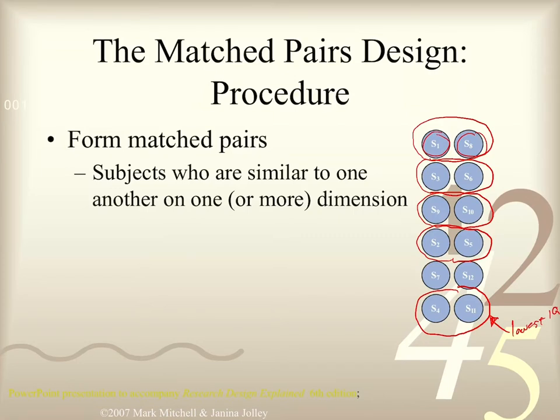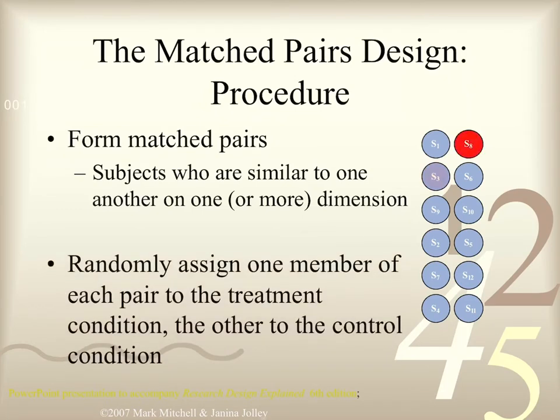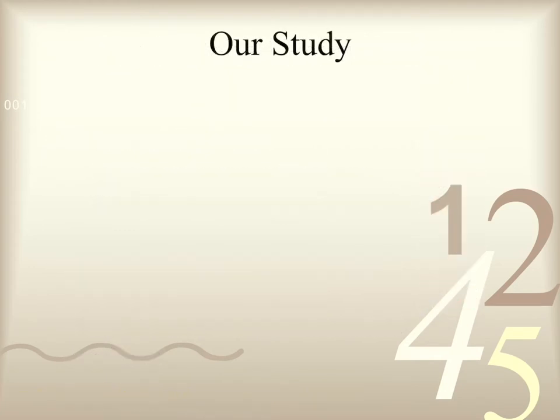Okay. So once we do this, what we then want to do is to randomly assign one member of each pair to the treatment condition and the other one to the control condition. So here, let's just imagine that the red is the treatment condition, the blue is the control condition. And what we've done is we've randomly assigned, with the flip of a coin, or maybe using a random number chart, one of those participants to be in the treatment and the other one to be in the control condition.